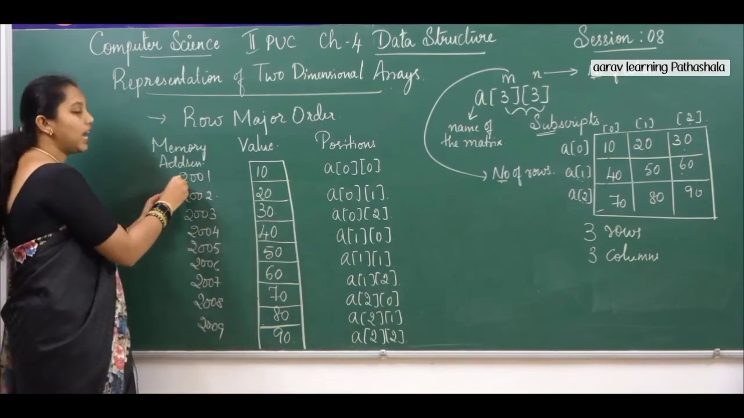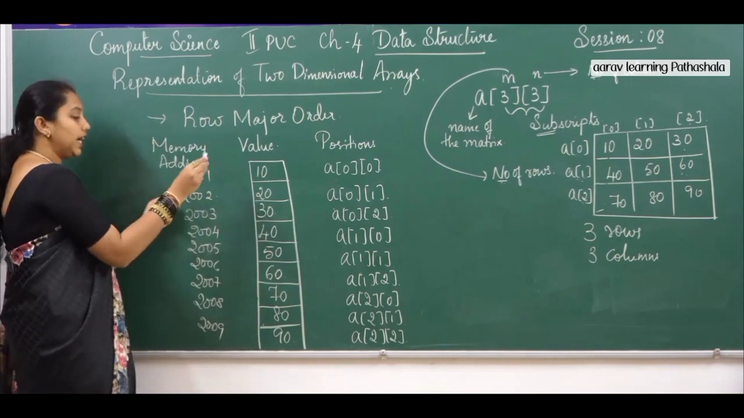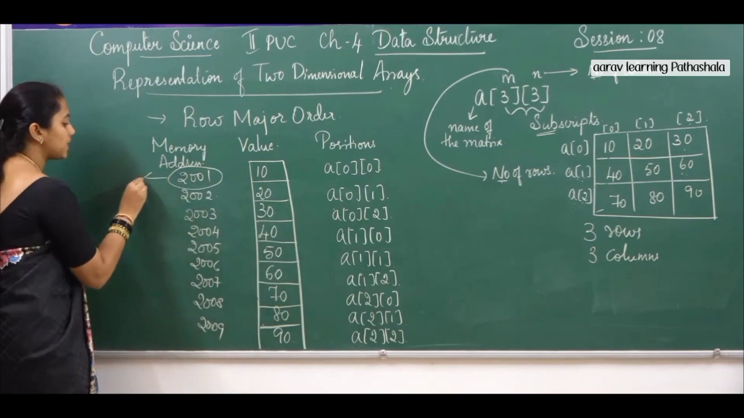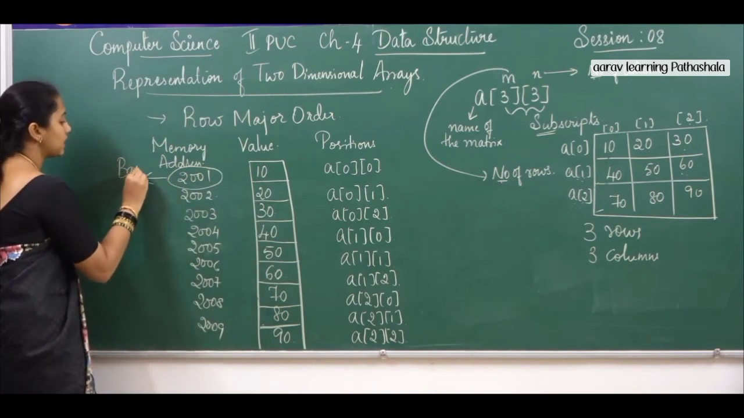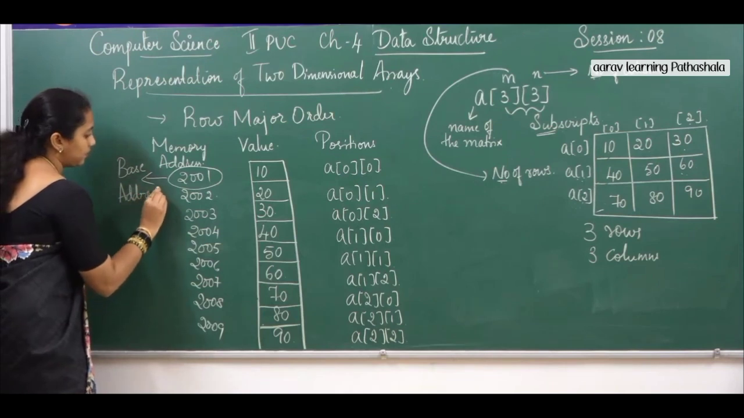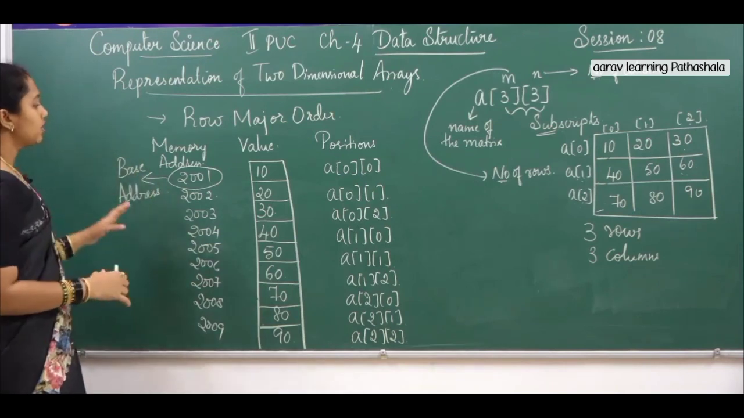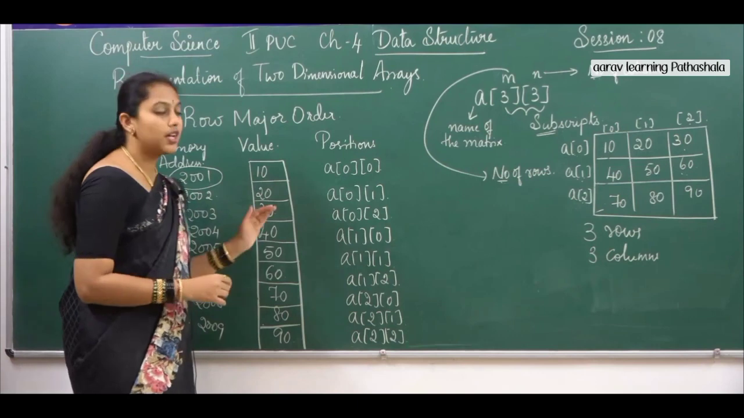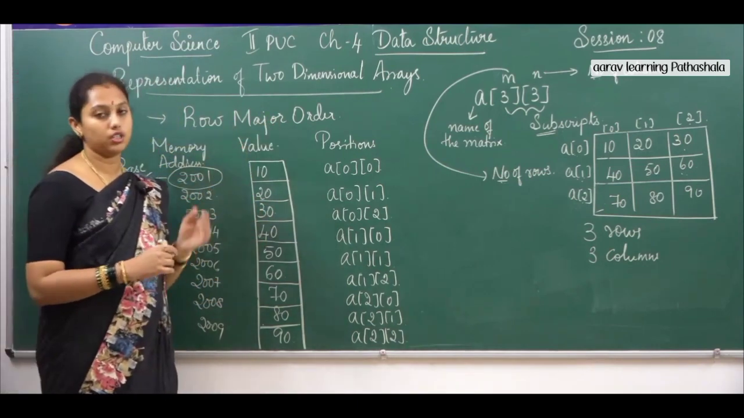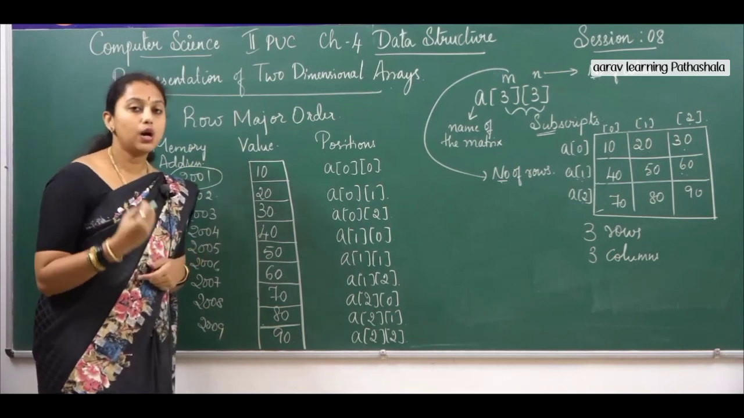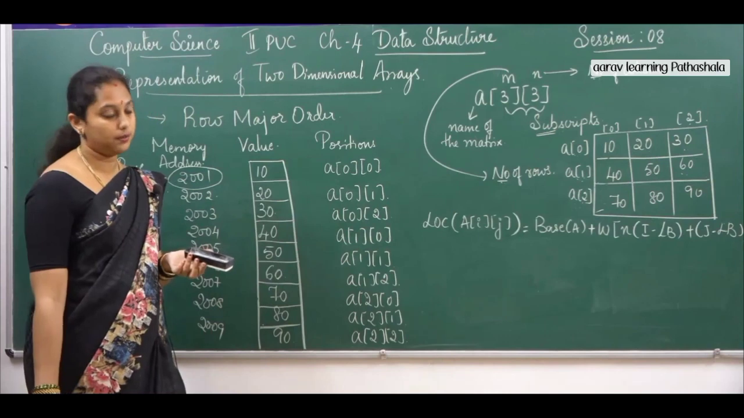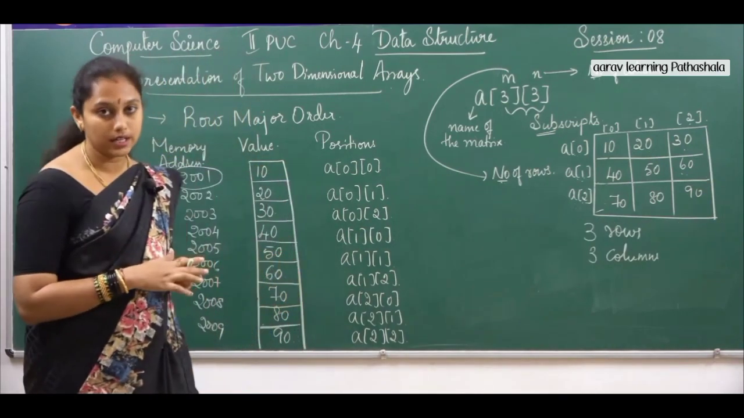So this first address of the element in an array is called the base address. So this is how we are going to represent the array elements in row major order. Now let's see how to calculate the memory address of any element in an array.